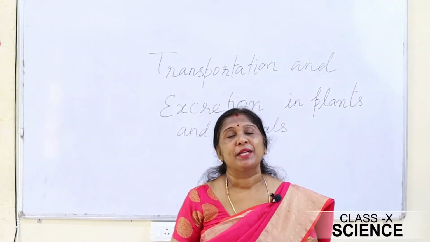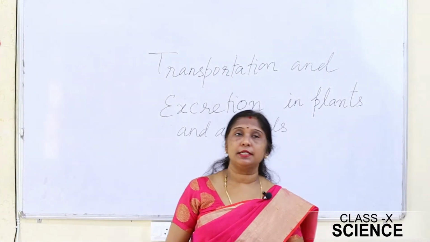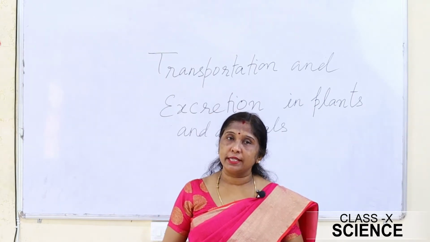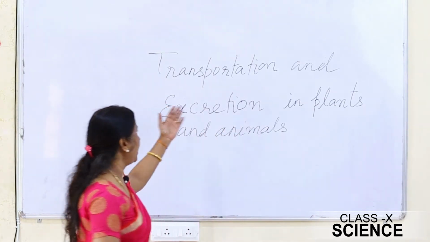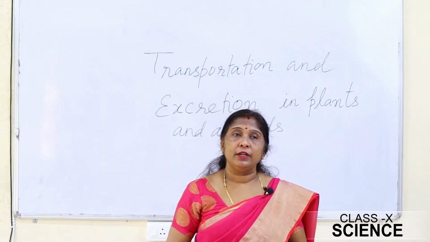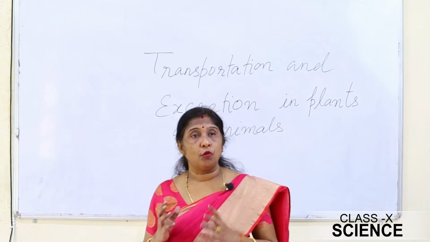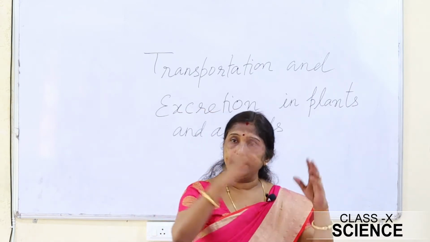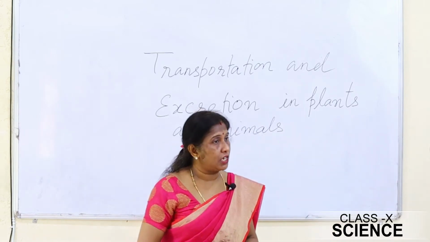Hello students. In the previous class we have discussed the process of respiration in plants and animals, and today in this class we are going to discuss transportation and excretion in plants and animals. Children, we know that the absorbed food, water, carbon dioxide and oxygen is circulated to the entire body by the process of transportation.